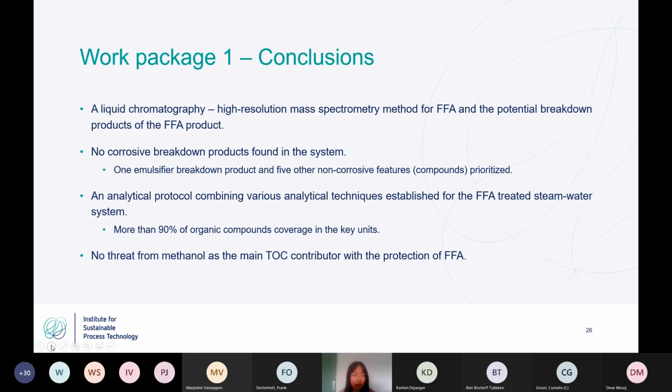From this work package one, we developed a liquid chromatography high resolution mass spectrometry method to analyze FFA and also the degradation products of FFA products. And in the result, we didn't find any corrosive breakdown products. By using the developed analytical protocol, we can cover higher than 90% of organic compounds in the system. And in this study plant, we know the major organic compound is actually methanol from the process. And then, of course, there's no threat given by this methanol, the main TOC contributor in the system. Yeah, these are the main results from work package one. Thank you.